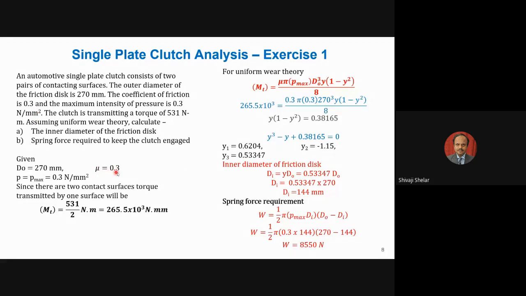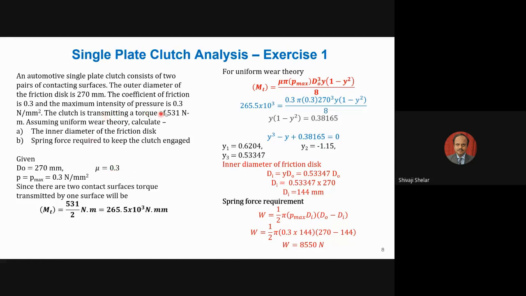So mu is given as 0.3. Now in this problem it is given, but in your problem, suppose it is not given, then you have to refer a data book. In that data book, for a given material, you have to select a friction lining material, and based on the friction lining material, you will get the value of coefficient of friction, and that value you can use in the design calculation. Here in this problem it is given, so directly we have coefficient of friction as 0.3.